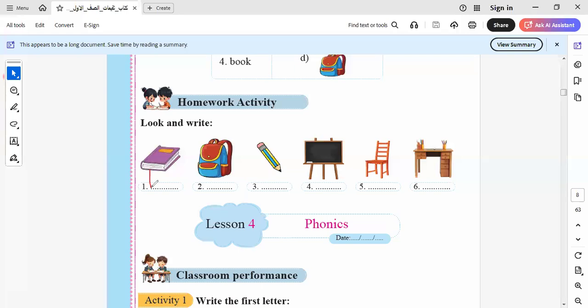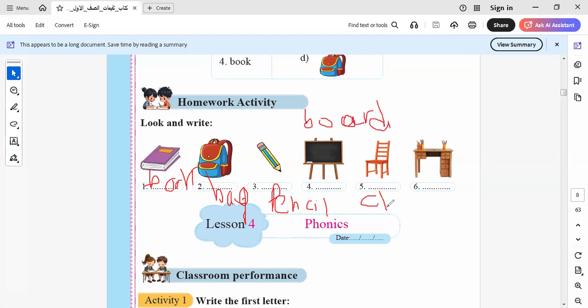Here it will be book. Here is bag. Bag. Here is pencil. Here is board. I write it like this because there isn't a space to write it here. Chair, written like this. This is desk, written like this. Here is desk.